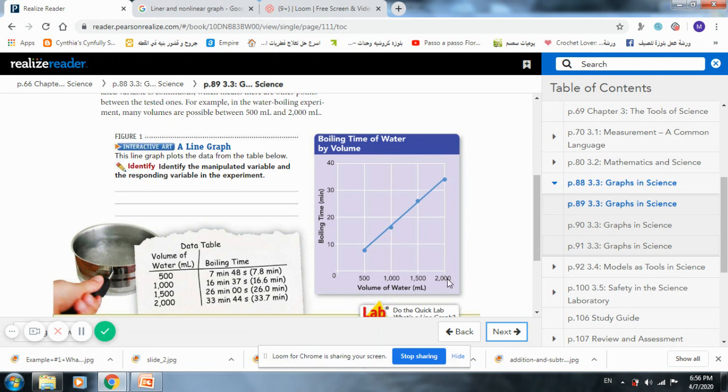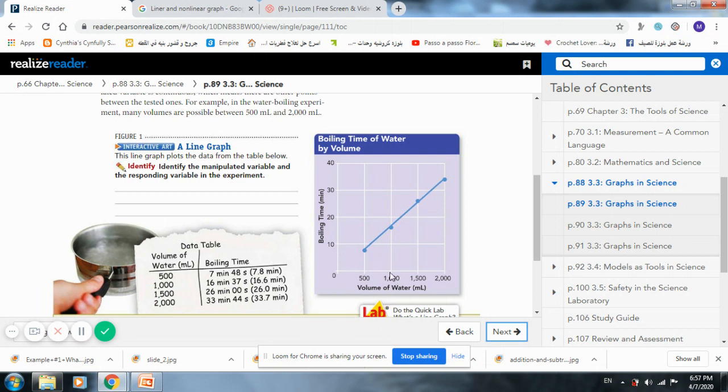And the graph is about the boiling time of water by volume. Boiling time of water in minutes, by volume of water in milliliters. In this graph, a volume of 500 milliliters of water needs about 9 minutes to be boiled.